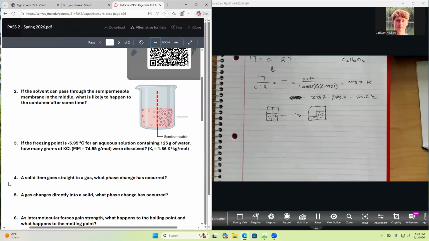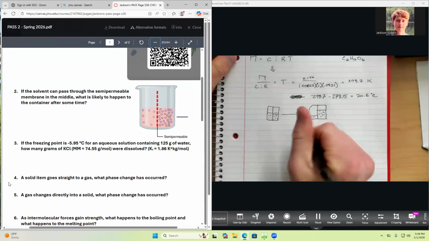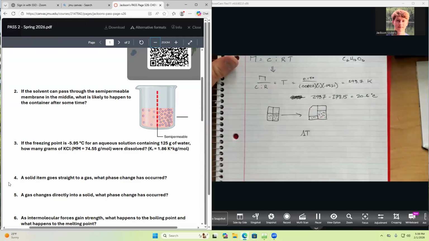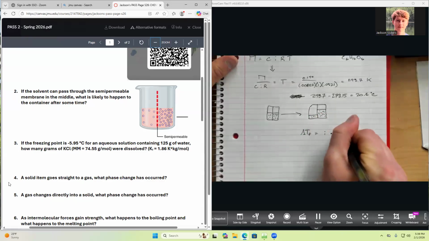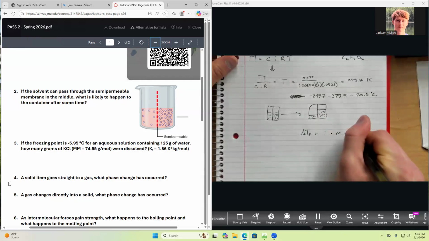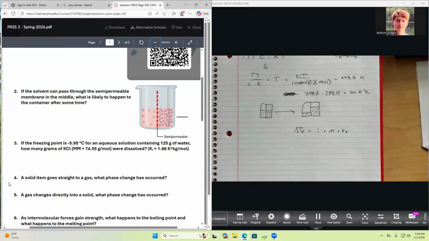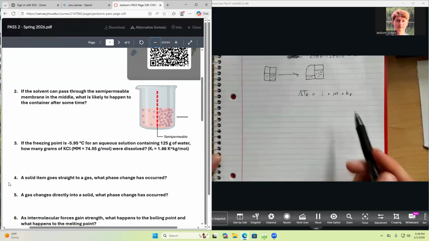Again, what does aqueous mean? Water. Yep. And it has 125 grams of water. So I've given you the weight of our solvent. And I'm asking how many grams of KCl, that's a salt that we're going to be adding in, were dissolved in the solution. So this is kind of a trickier one. We need to use that formula that I mentioned, that is delta T. We're dealing with freezing point, so it's going to be delta TF equals the Van Hoff factor times the molality times the constant for freezing point. And that freezing point constant is always going to be provided to you.